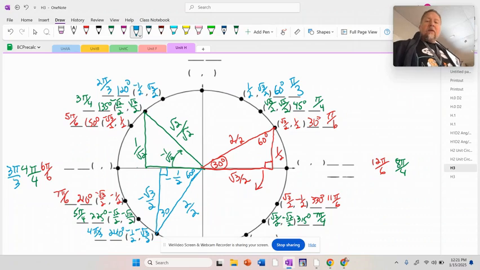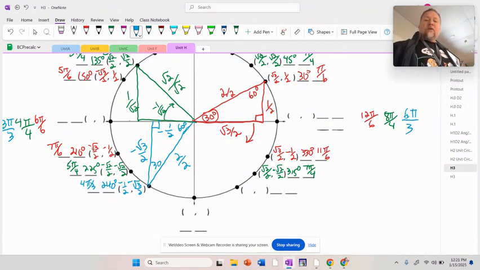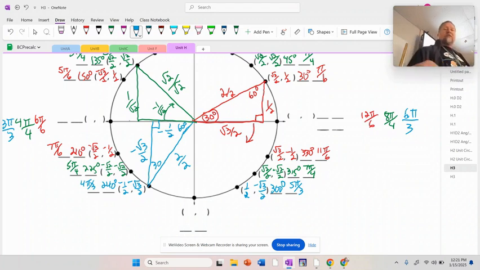And then what's 60 past 180? 240. And then over here, I have to compare to 6 pi over 3. Short of 6 pi over 3 is 5 pi over 3. And then 60 degrees short of 360 is 300. And it's going to be 1/2 positive, negative root 3 over 2. So again, it's All Students Take Calculus, so you can almost insert that in there too. ASTC.